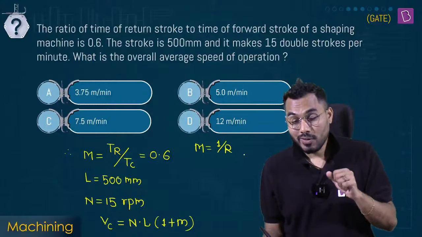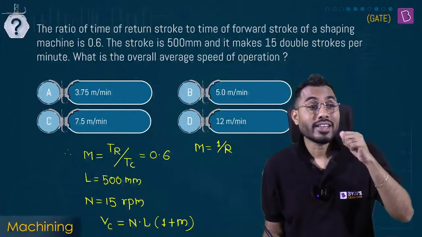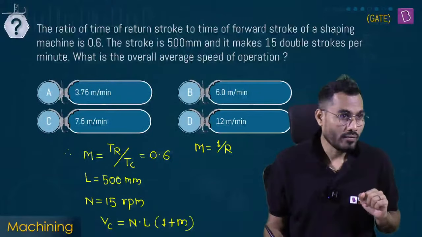And quick return ratio is nothing but what? Quick return ratio is time of cutting divided by time of return stroke, and it is always greater than 1. But M is always less than 1. I hope you are understanding.